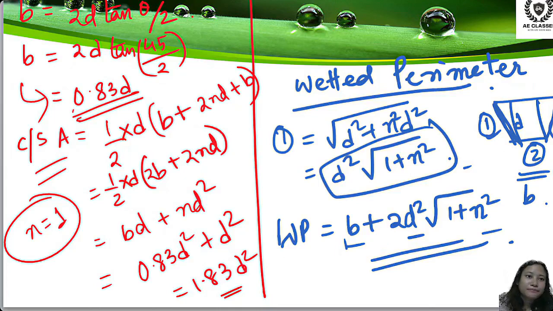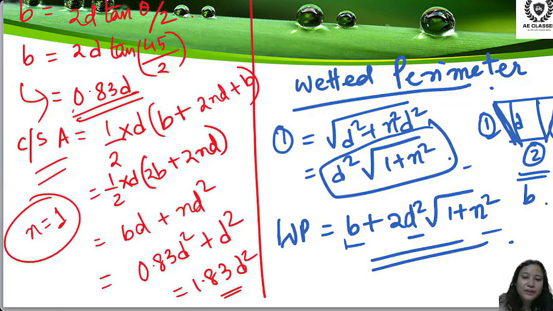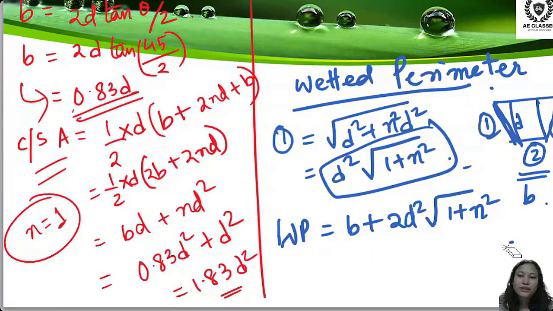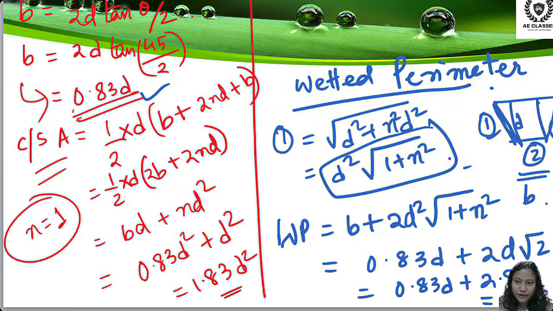So now you see wetted perimeter is derived as b plus 2d square root over 1 plus n squared. Now if you substitute the value of b and n, what is the result here? It will give you 0.83d plus 2d root 2, where n is equal to 1 again. Then this is 0.83d plus 2.82d, as you have to remember the value of root 2. This is equal to 3.65d.